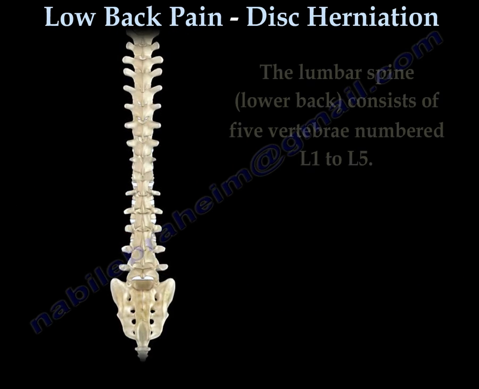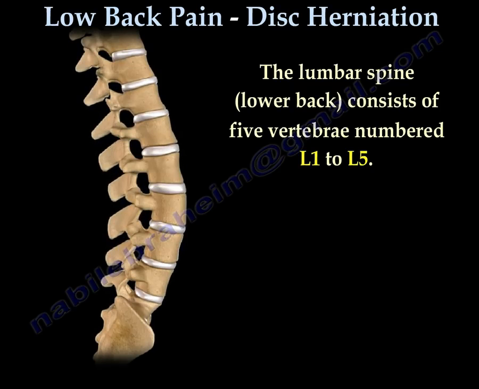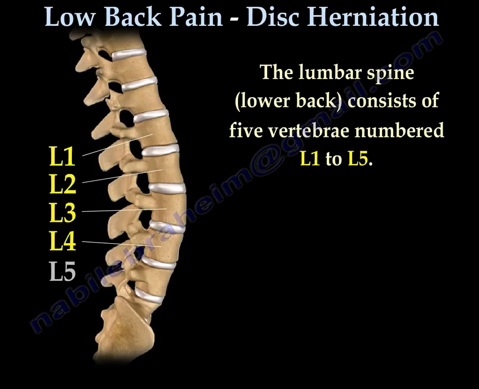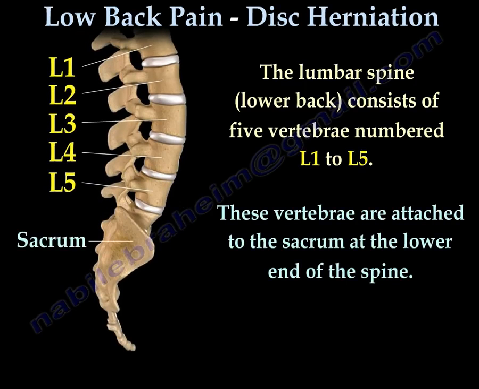pain. The lumbar spine, which is the lower back, consists of 5 vertebrae. We call it L1, L2, L3, L4, and L5. These vertebrae are attached to the sacrum, the tailbone, at the lower end of the spine.